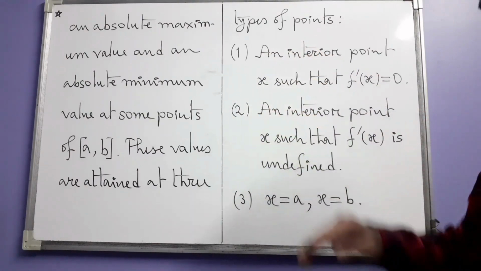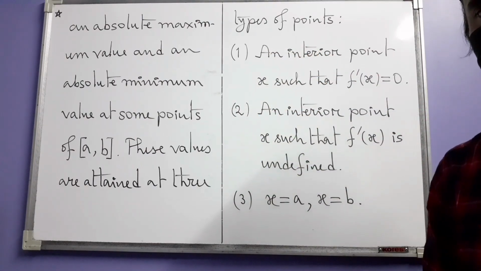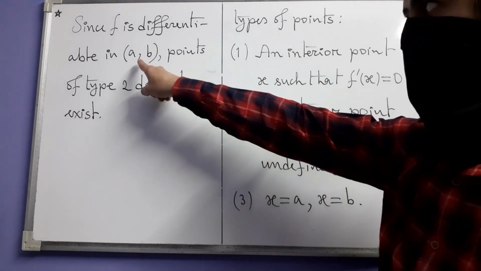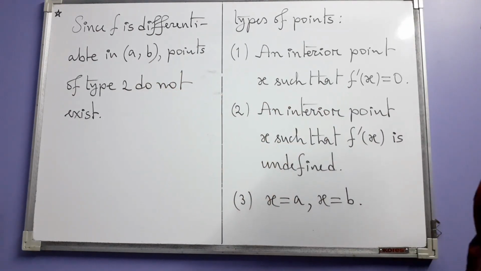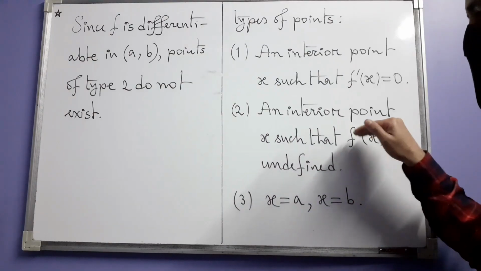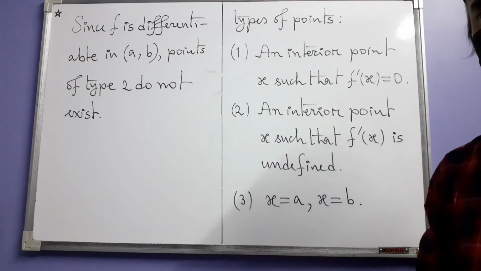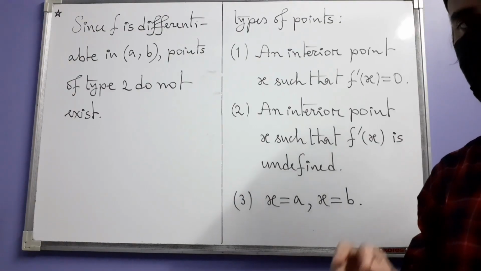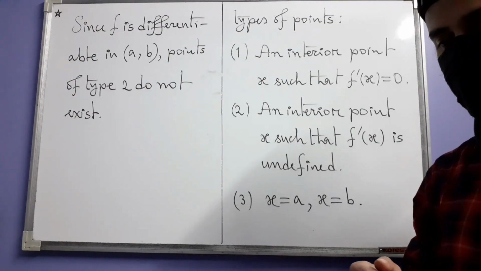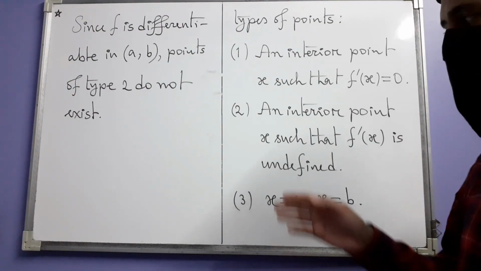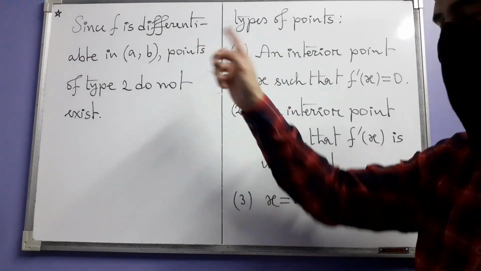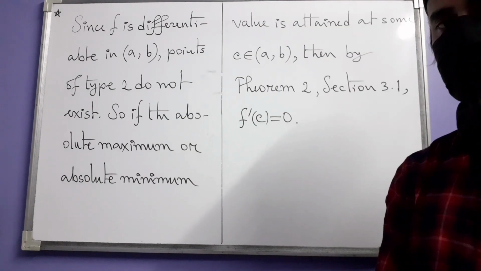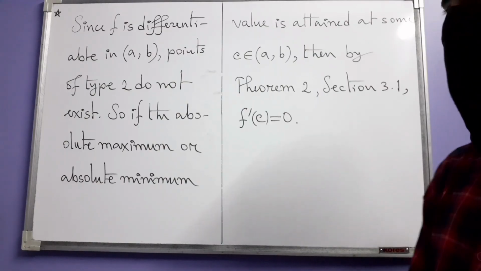Type 1 and type 2 are the critical points. Now it's given that f is differentiable in the open interval, that means in the interior. So there is no question of having points of type 2, because type 2 is those points where the derivative does not exist and which are also interior points. Such points do not exist for this type of function. So that leaves us with only points of type 1 and type 3.